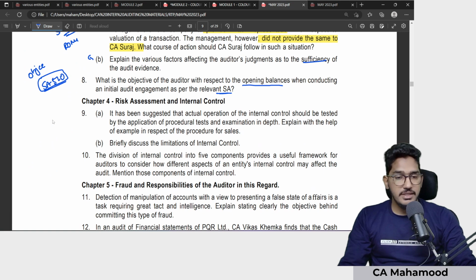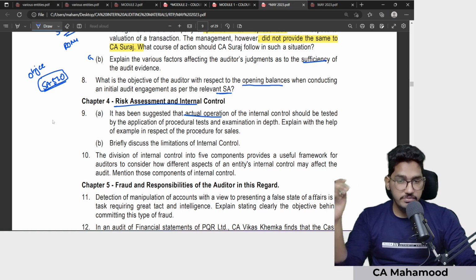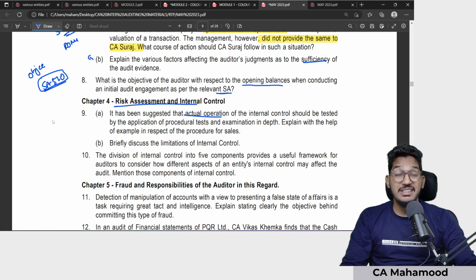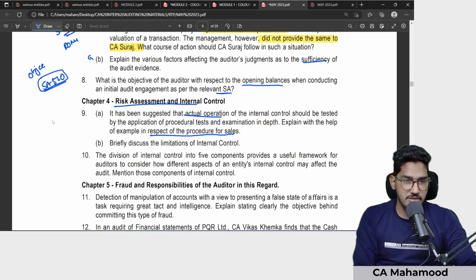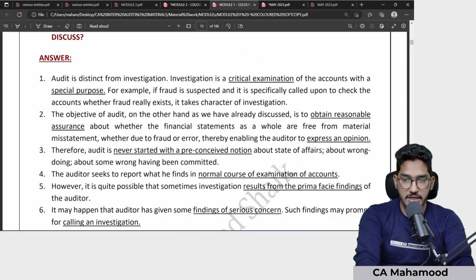Next one. Ninth question. Now the risk assessment and internal control related questions. It has been suggested that actual operation of internal control should be tested by the application of procedural test and examination in depth. Explain with the help of example in respect of procedure for sales. Same question we have in our material in the chapter risk assessment and internal control.